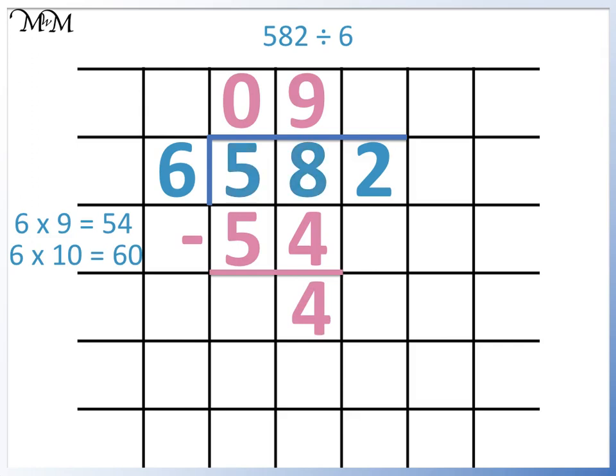Remember, the 4 is in the tens column, so it is actually worth 40. The last digit to divide is the 2, so we bring it down next to the 4. The leftover 40 plus the 2 makes 42. Finally, we find out how many times 6 divides into 42. From our times tables, we know that 6 times 7 equals 42. So 6 divides into 42 7 times. 582 divided by 6 equals 97.